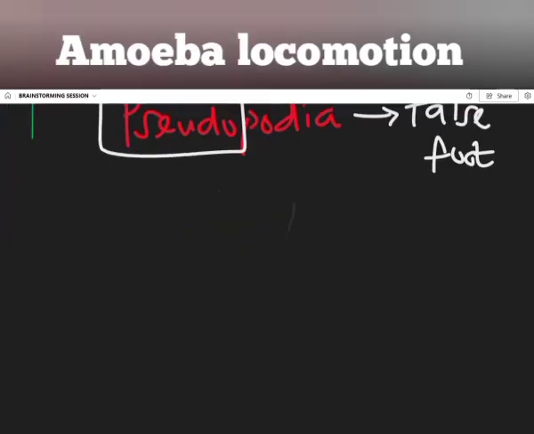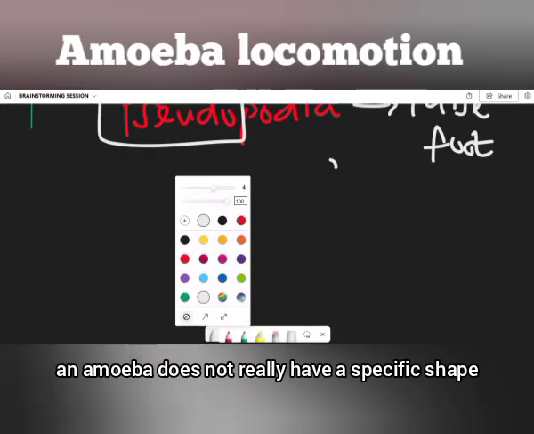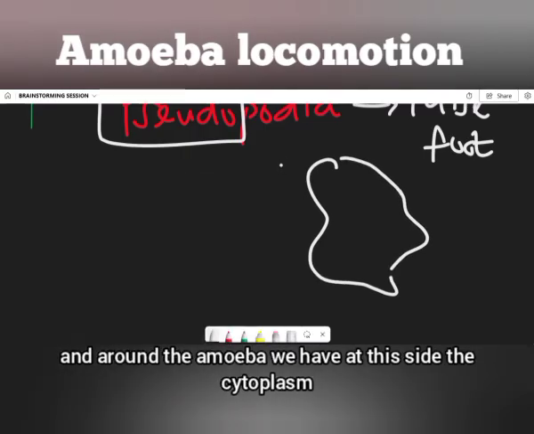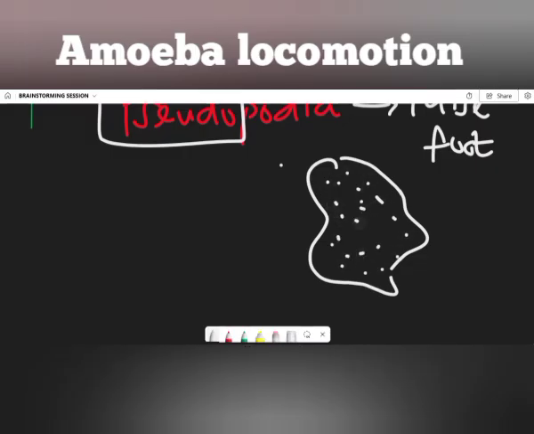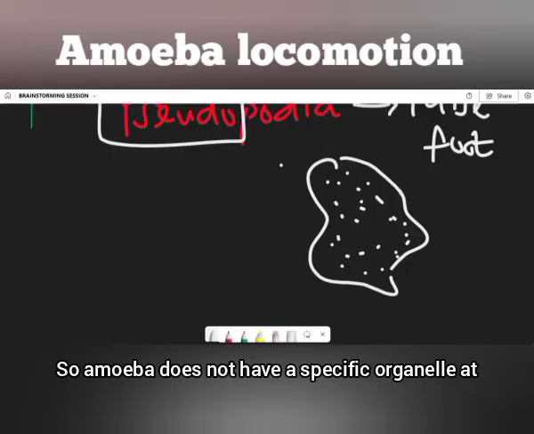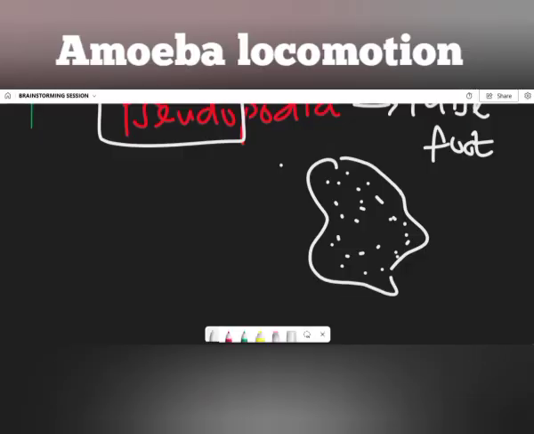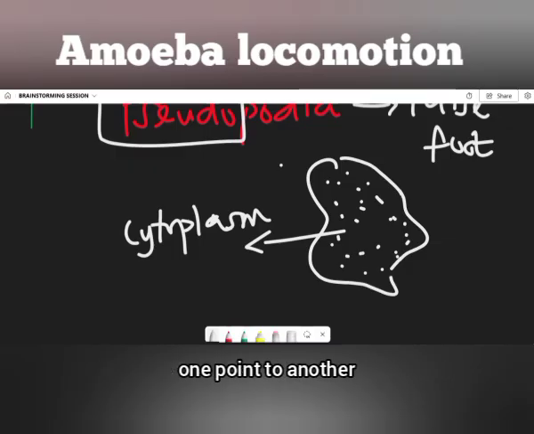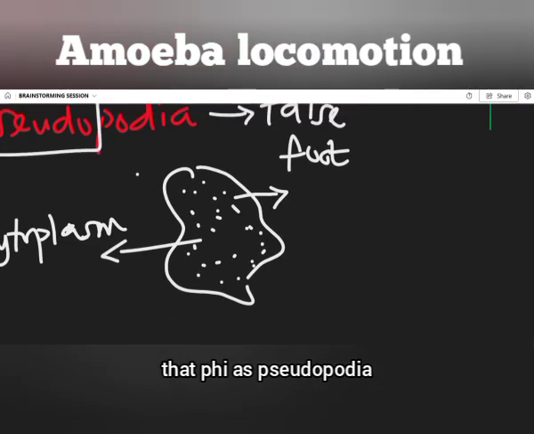What do I mean? If you look at an amoeba, it does not really have a specific shape. And around the amoeba, we have at this side the cytoplasm. So amoeba does not have a specific organelle which they use to move. Rather, they make use of the cytoplasm to move from one point to another. So that is why we call their feet pseudopodia.